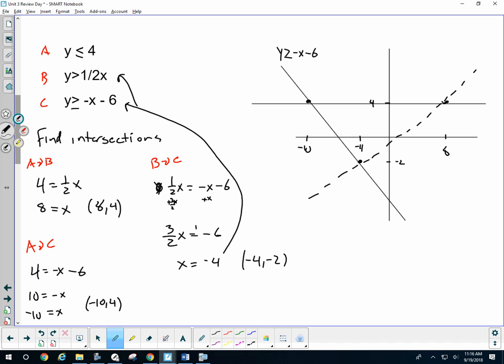Then we can start looking at the shading. So we have y is less than 4. So that's going to be down here, underneath. Y is greater than the 1/2 x. So that's going to be above. Y is greater than or equal to negative x minus 6. So that's going to be above as well. Where are all of the 3 of them shaded? Is in this triangle that's created.